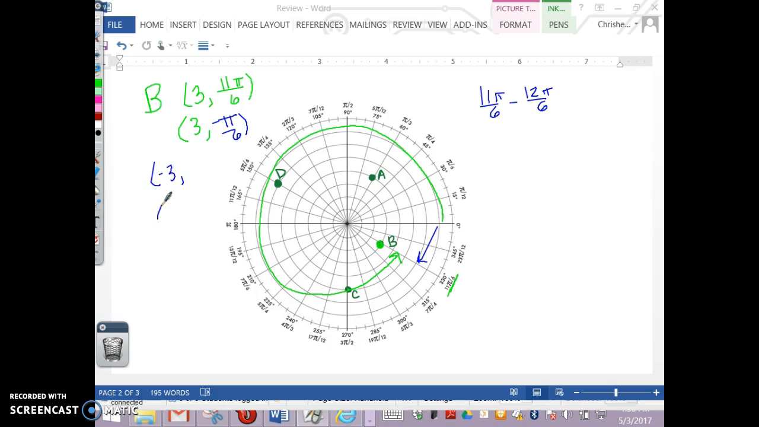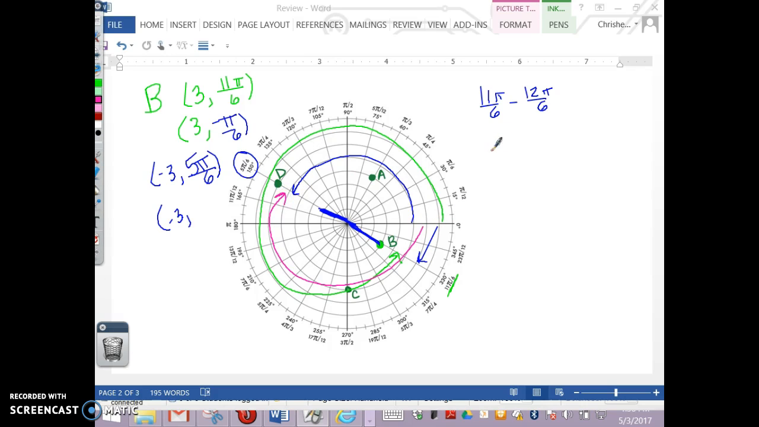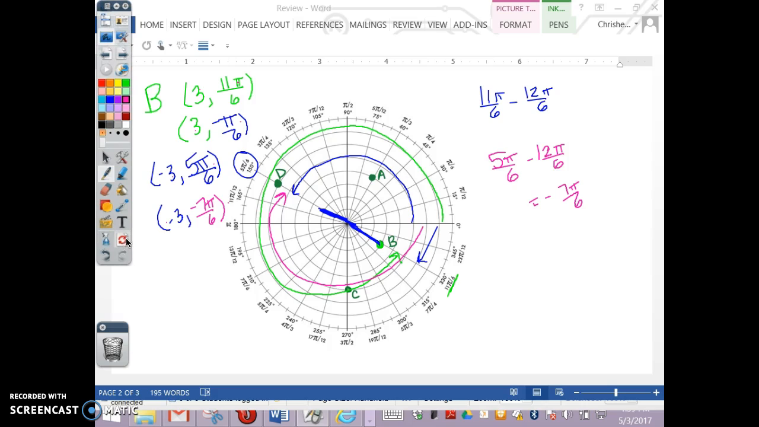Now I can also do it with the negative radius. So what's directly across from this? This is 3 forwards, so what's 3 backwards? What's directly across from 11 pi over 6? 5 pi over 6. Now that's positive 5 pi over 6, which is also negative what? So what's 5 pi over 6 minus 2 pi? Negative 7 pi over 6. Positive, positive, positive, negative, negative, positive, negative, negative. 4 options. Oh, I only have a minute left in this video.